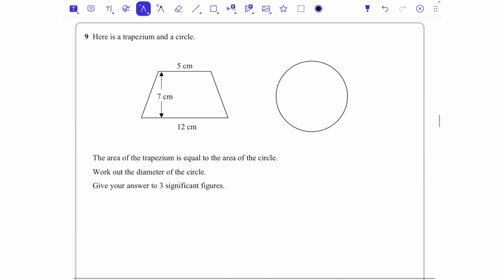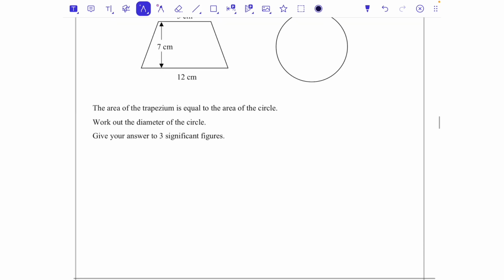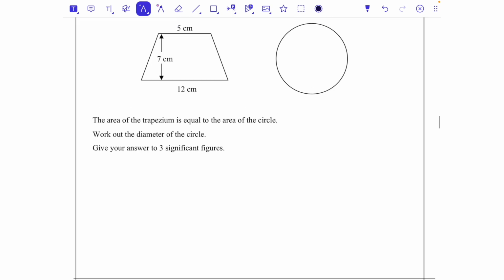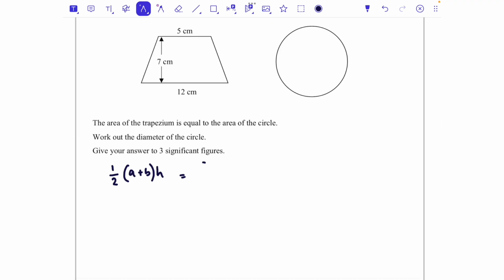Question number 9. Here is a trapezium and a circle. The area of the trapezium is equal to the area of the circle. Work out the diameter of the circle. Give your answer to 3 significant figures. So the area of a trapezium, there is a formula in the front of your exam this year. So it's half A plus B multiplied by the height. I prefer to think of it though as A plus B divided by 2 times by the height.